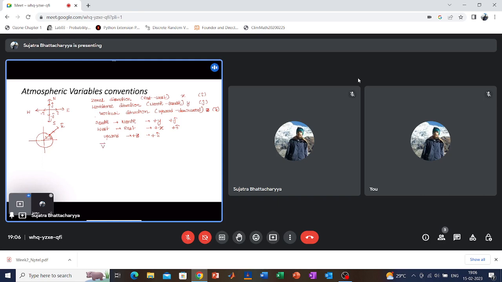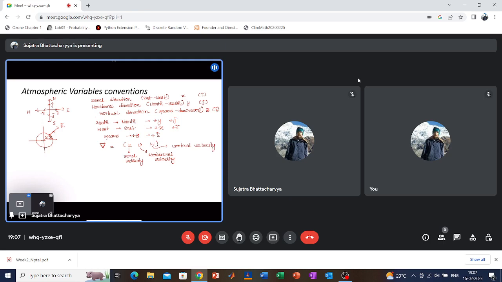The wind vector v has three components: the zonal component, the meridional component, and the vertical component. u, v, w. u represents the zonal velocity, that is the east-west velocity, as I've already told you that the zonal direction is the east-west direction. v is the meridional velocity, which means north-south velocity. And w is the vertical velocity, where upward velocity is positive and downward velocity is negative. So these are the velocities u, v and w.